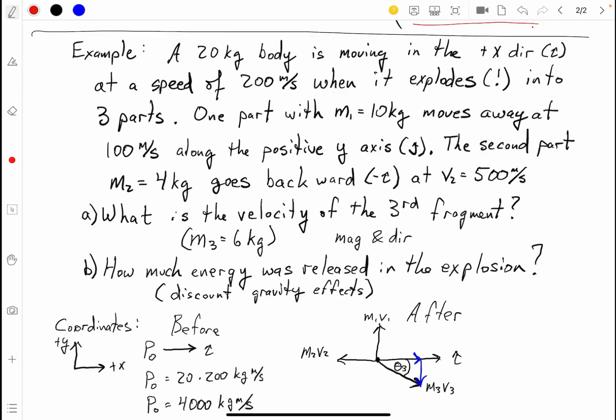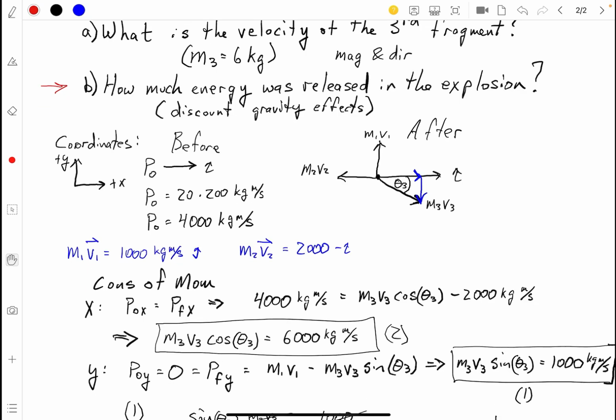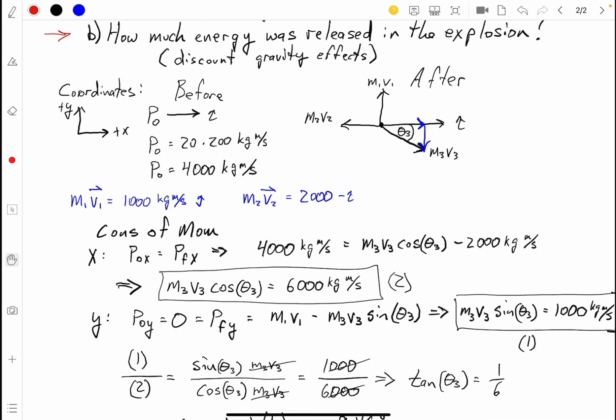We want to know the magnitude and the direction of the velocity of this 6 kilogram mass. The question after that is how much energy was released in the explosion. Don't worry, we'll get to that. So let's do part A first. And let's just do a little coordinate action. You've got to draw out your coordinates. Okay, this is key.